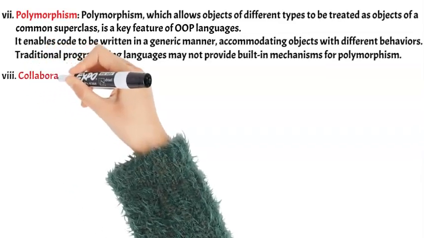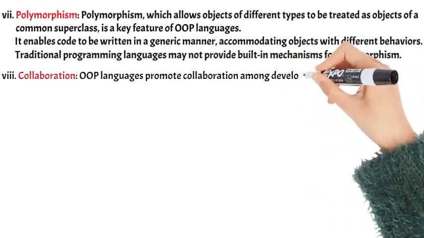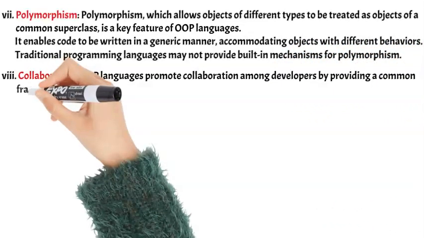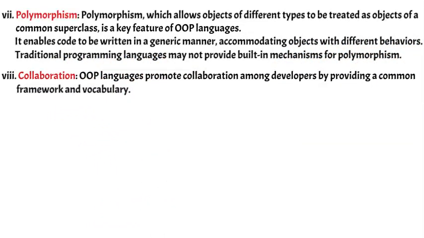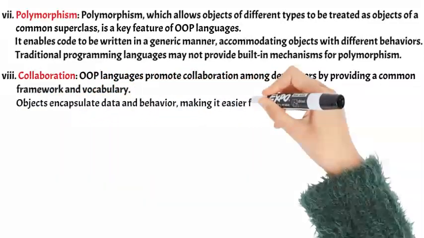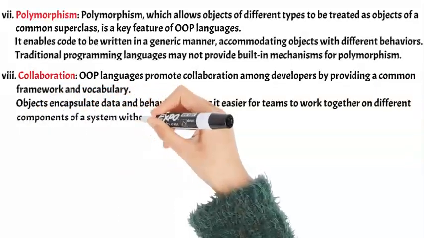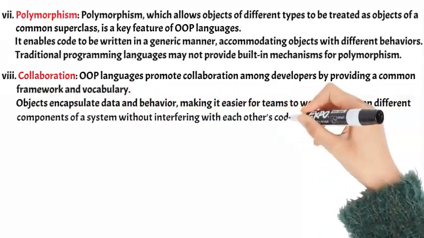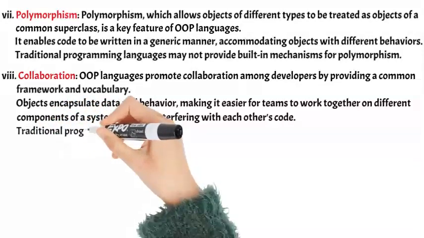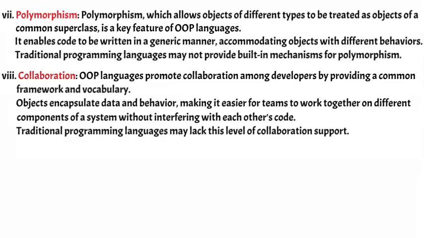8. Collaboration. OOP languages promote collaboration among developers by providing a common framework and vocabulary. Objects encapsulate data and behavior, making it easier for teams to work together on different components of a system without interfering with each other's code. Traditional programming languages may lack this level of collaboration support.